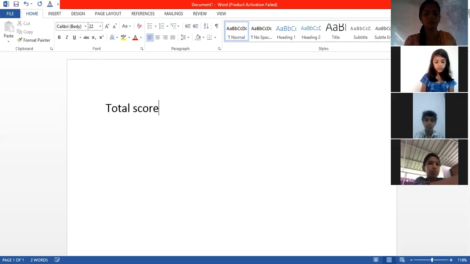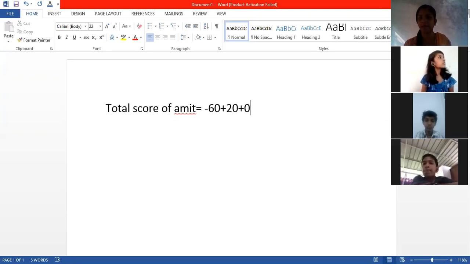Total score of Amit. The first participant is Amit and he scored minus 60, then 20, then 0. These are the scores of Amit. Minus 60 plus 20 plus 0. What is the sum of these 3 integers?